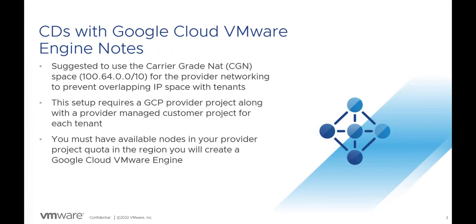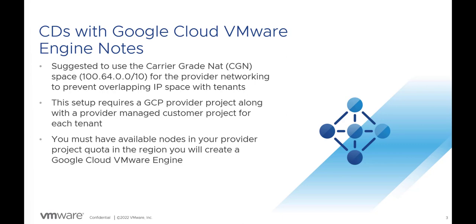Some notes for this setup are: it is suggested to use the carrier grade NAT or CGN space, using the 100.64.0.0/10 space, as this is the safest space to use as the provider. This will help ensure that the IP space used does not overlap with your tenant's private space in the RFC 1918 ranges. This demo consists of a provider project and a provider managed dedicated tenant GCP project, the latter of which is required for each tenant that is configured.